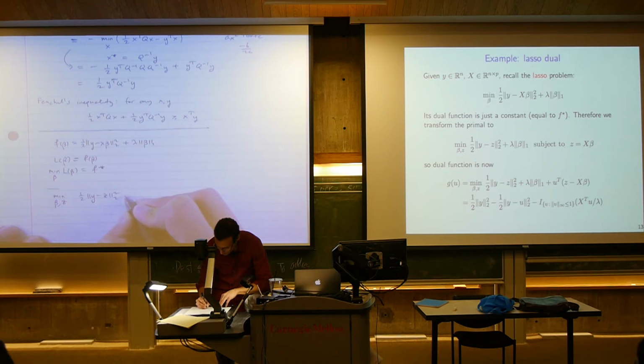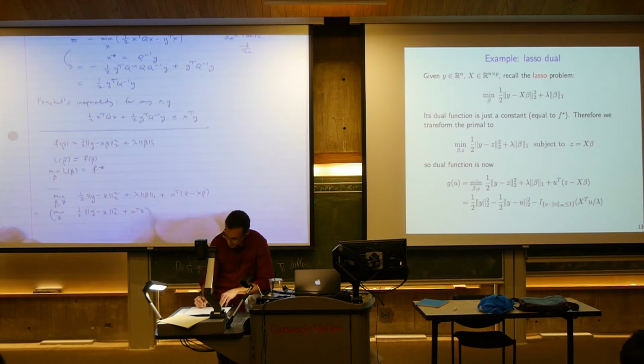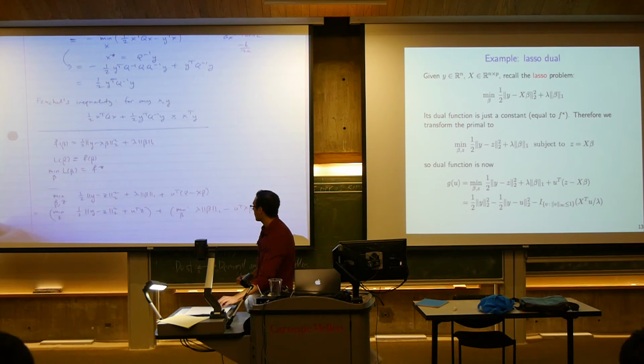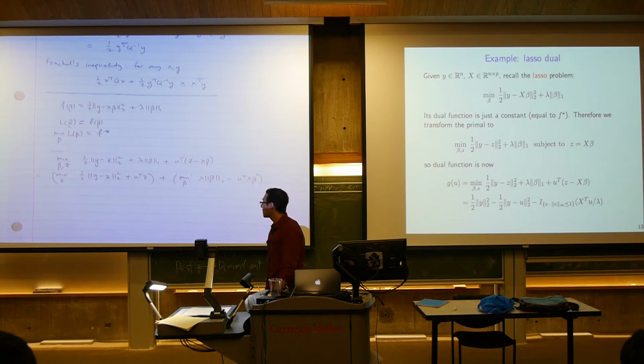Let me collect all the terms. I'll just write down the original form first, and then we'll collect the terms that depend on z and depend on beta. So this is the same thing as minimizing over z all the terms that depend on z, and adding to that the minimum over all terms that depend on beta, because I can split this up into these two minimizations, which is just lambda times the L1 norm of beta minus u transpose x beta. So that's our task: to find the dual function is to minimize these two pieces.